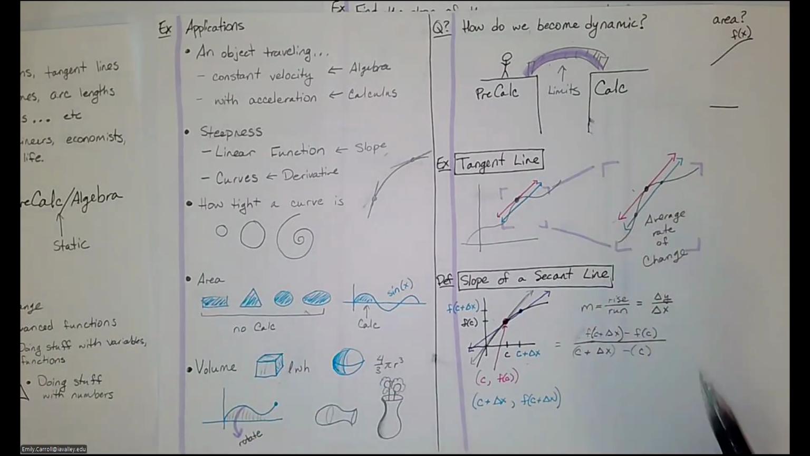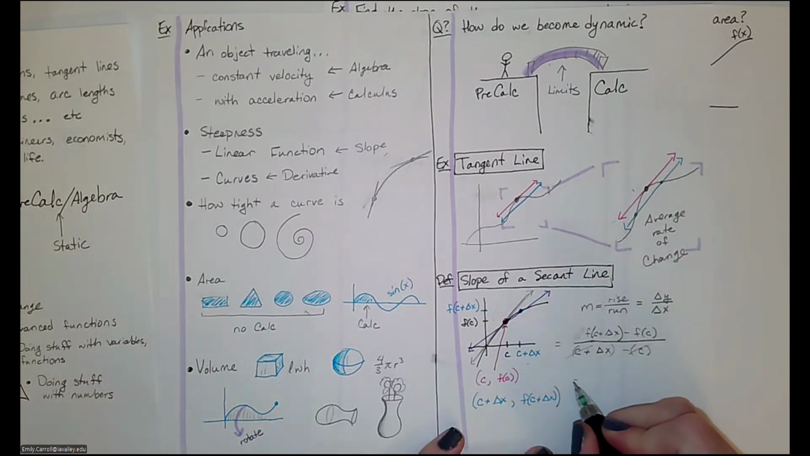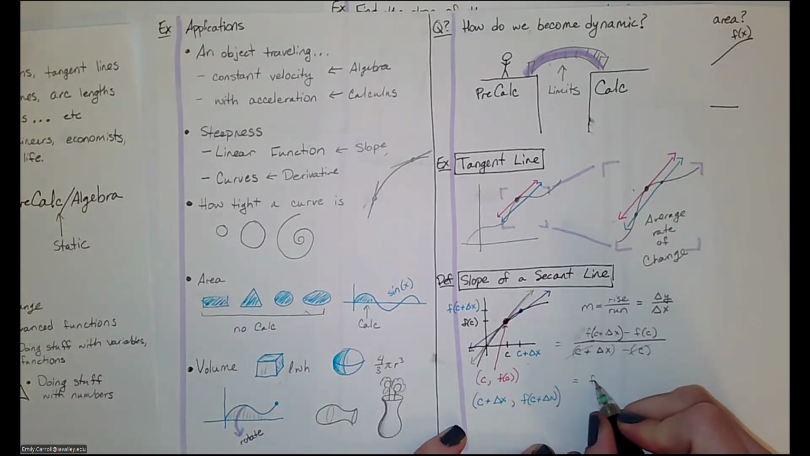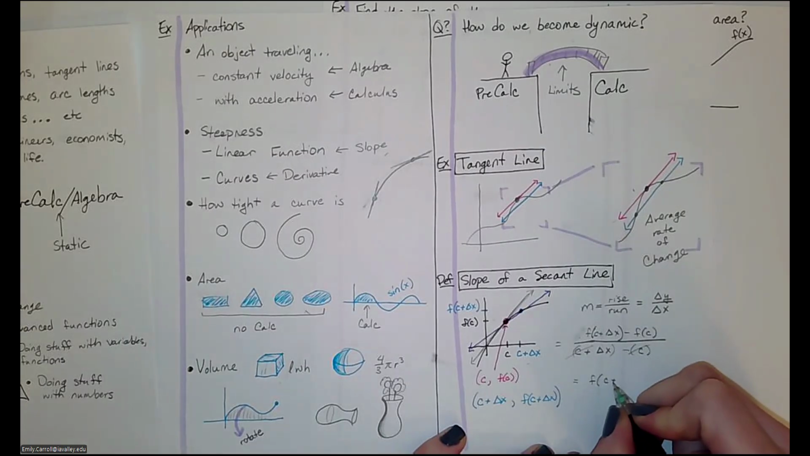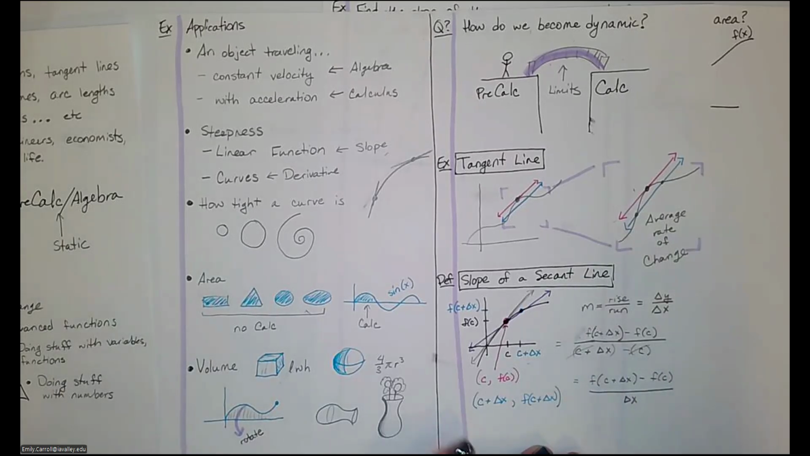All right, well, look what happened here on the bottom. I've got a c and a minus c. Those are going to cancel out. And I end up with f of c plus delta x minus f of c, over delta x. So your change in y over the change in x.